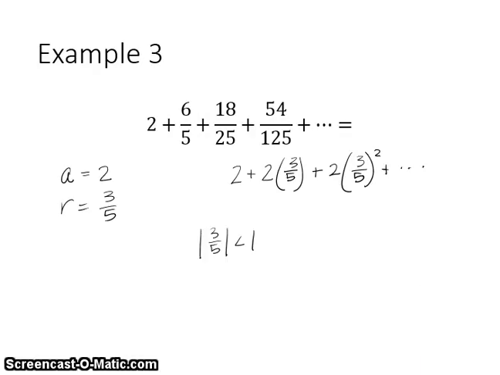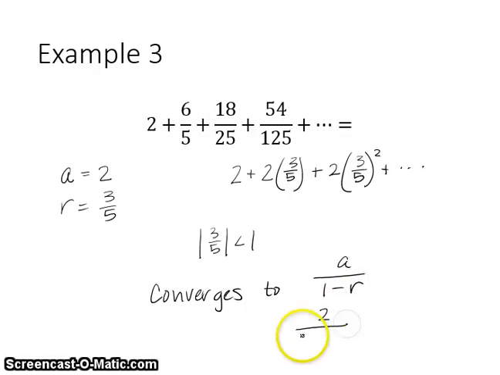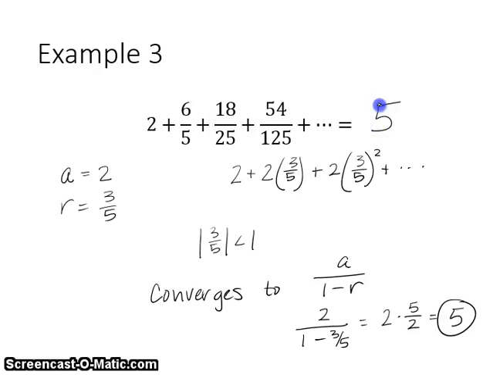The series converges, so we know that it converges to a over 1 minus r. We just have to plug in our numbers. So it's 2 over 1 minus 3/5. And then because of the way fractions work, this would be 2 over 2/5. We'd take 2 times 5/2 because we're dividing by a fraction. So it converges to 5. The sum of all of these terms is 5, which is kind of cool. We're adding infinitely many terms together, and it just adds up to that small number 5.